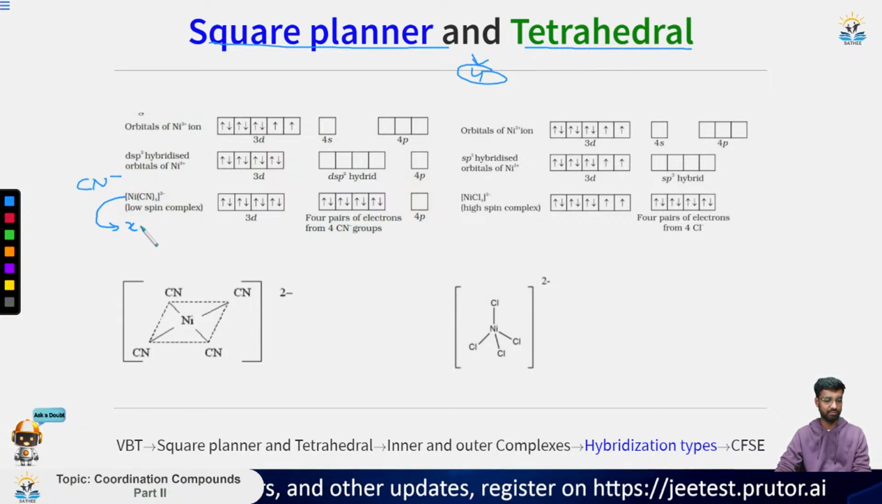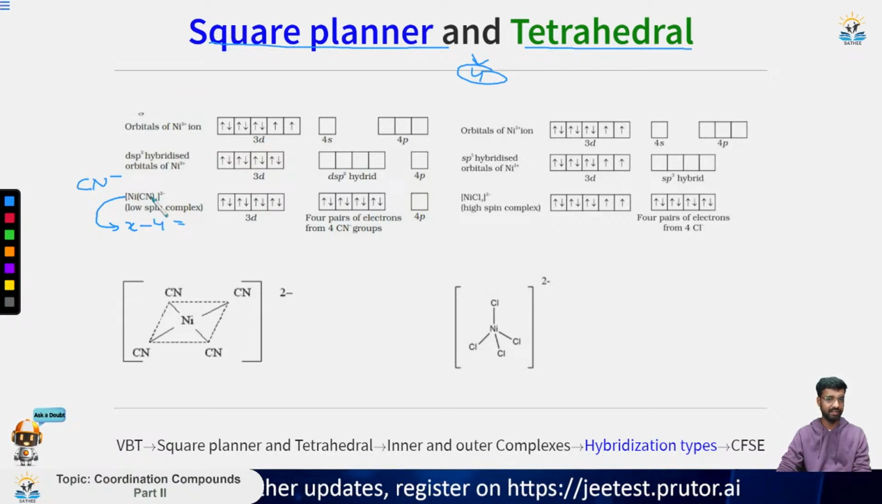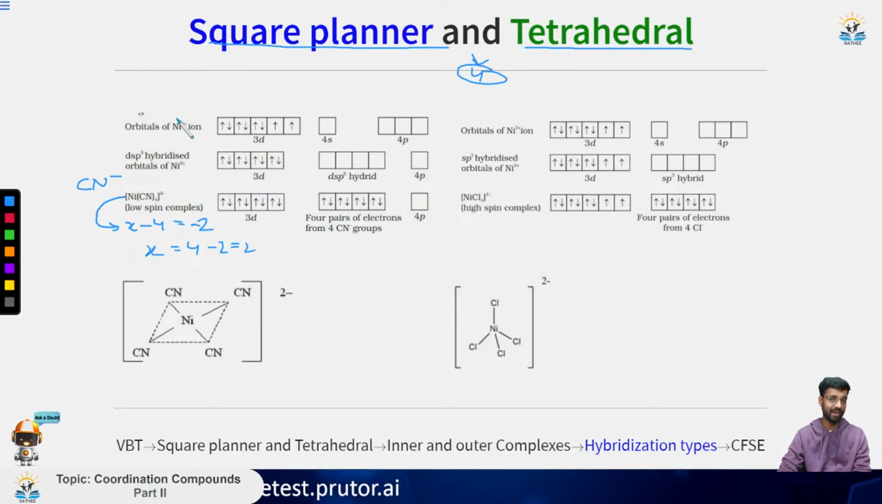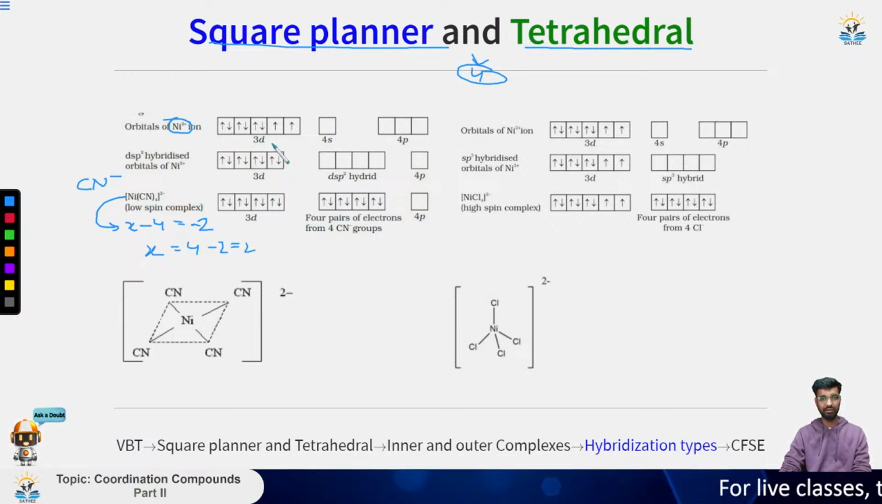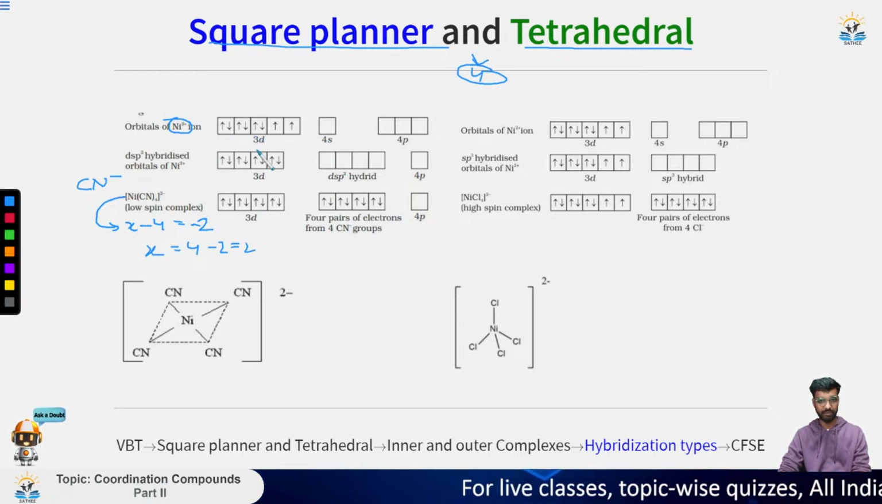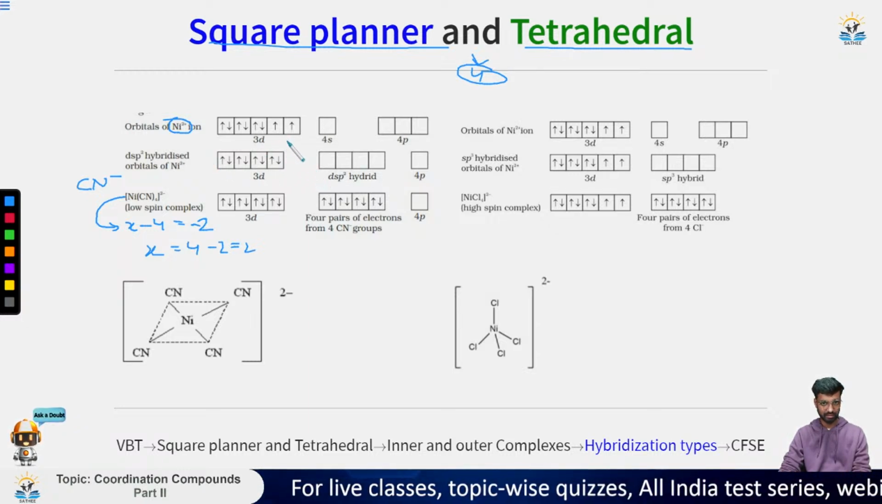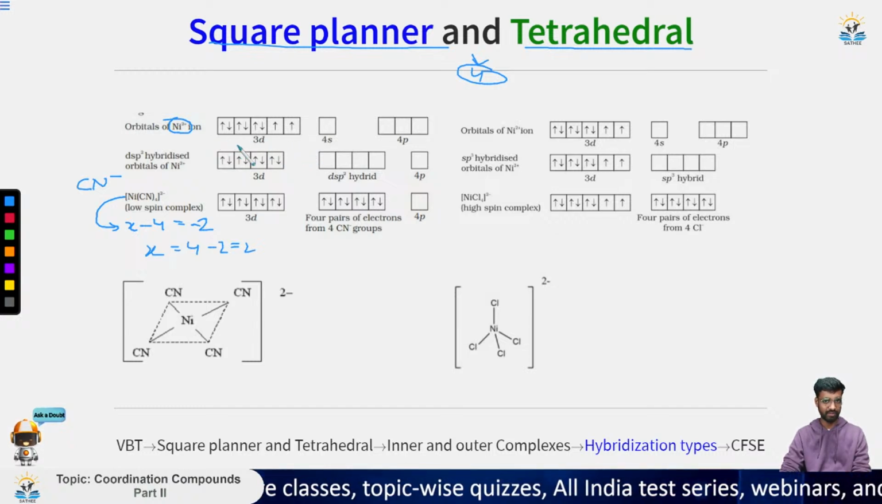There are 4 of these, so 4 into 1 gives 4 negative, and the net charge on this complex is minus 2. So what will be the charge on the metal? It will be 4 minus 2, which is 2. So we have a Ni2+ ion. Now we know that nickel has an outer configuration of 3d8 4s2. Since 2 electrons are removed from it, we will have a 3d8 configuration. Now what happens upon the approach of the ligand to this Ni2+?